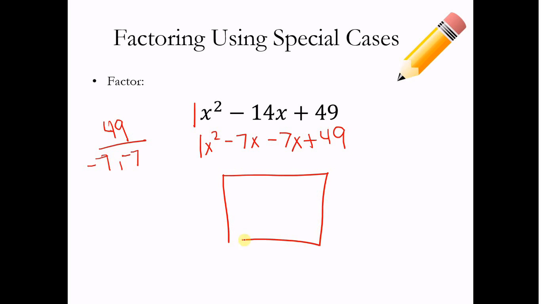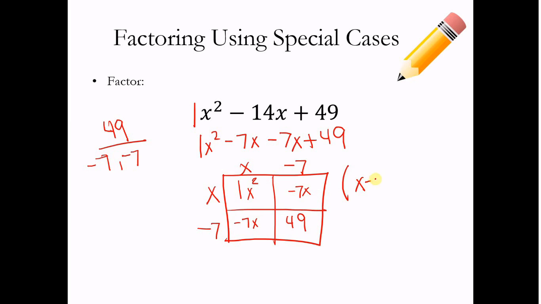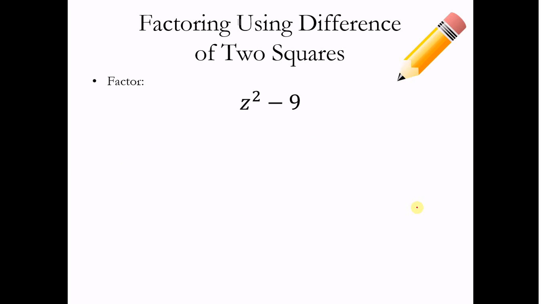Let's draw a box here. There we go. X and x will give us x squared. X times negative 7 will give me negative 7x. And then a negative 7 there. So we should have x minus 7, which is technically x minus 7 squared. Not too hard, right?